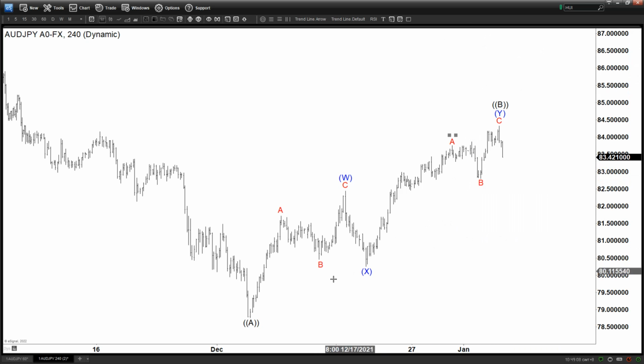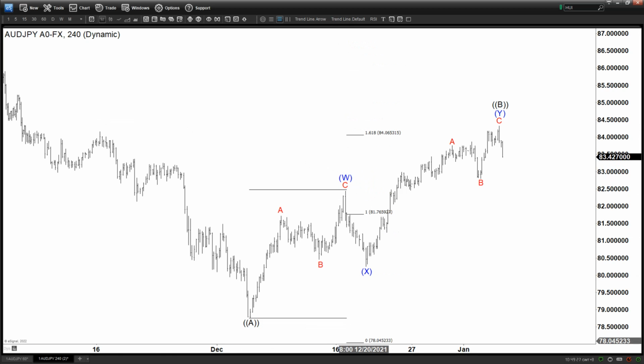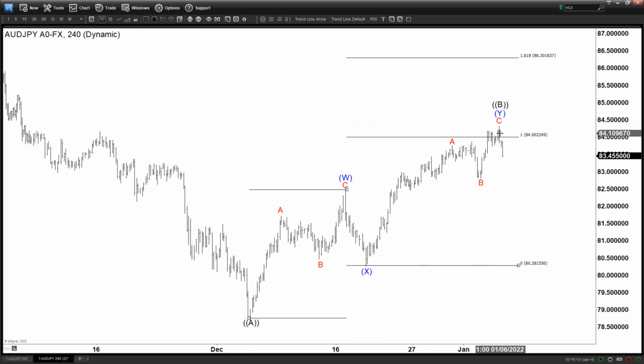Now, you can see right here, this rally started from December 4 in the form of WXY, which is a double zigzag, ABC, ABC. If you use the Fibonacci analysis, you can see right here that this WX has already reached the 100% extension.